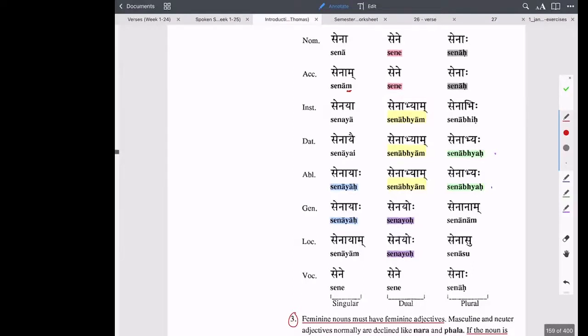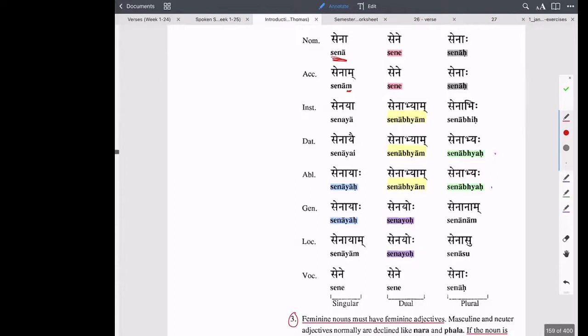How about Rama goes to Sita? Remember, Sita is going to be accusative now. Ramaha Sitam gachati. Good. Okay, how about Sita goes to Rama? Sita, long. Sita Ramam gachati. Good.